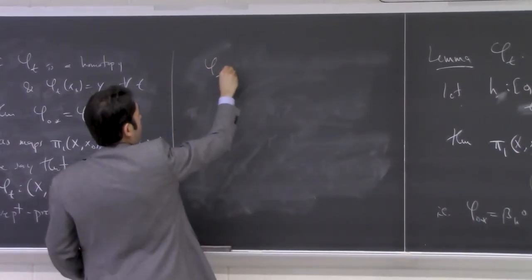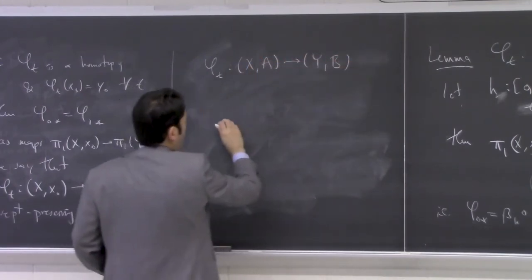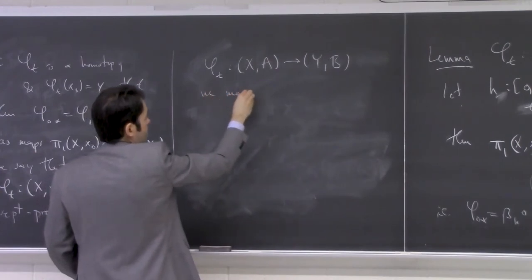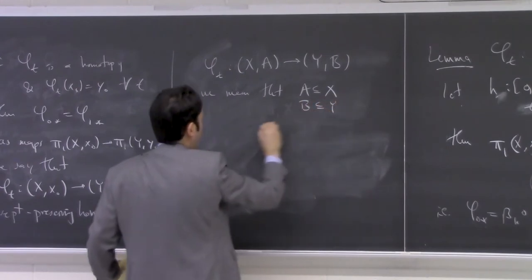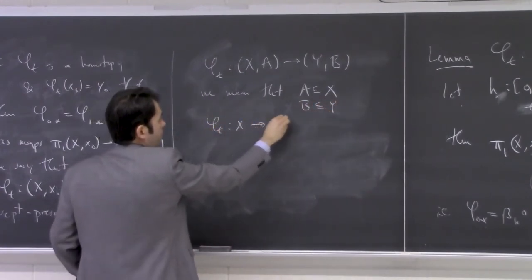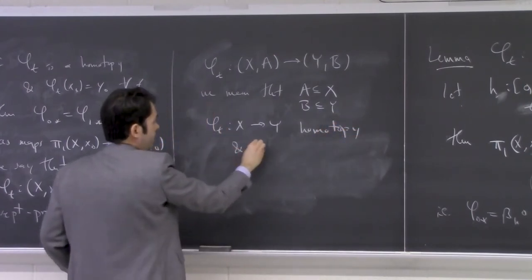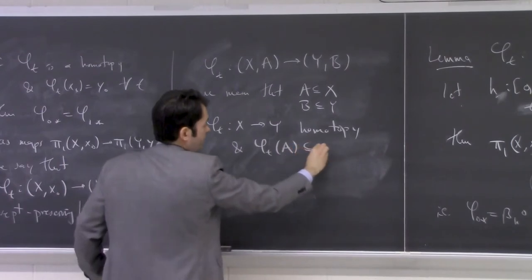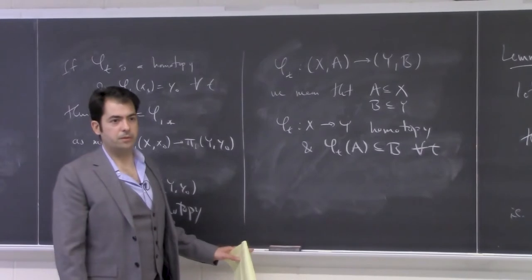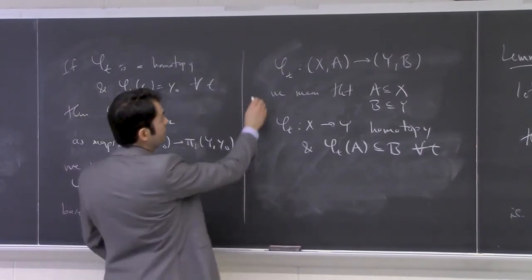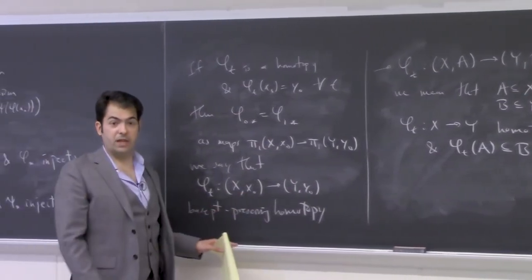If we write that this is a homotopy, what we mean is that A is a subset of X, B is a subset of Y, phi sub t is a homotopy of maps from X to Y, and the image of A lands inside B for all t. So this is convenient notation, especially later. Right now, we really use the case of a point.